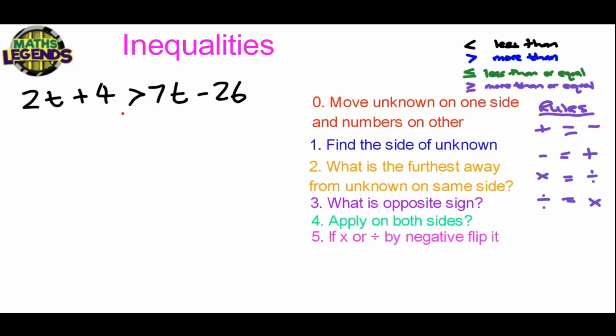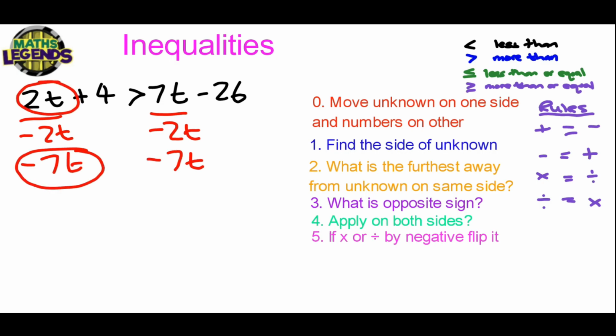So if this was an equal sign, we solve it in the same way, except we need to be careful of rule number 5, where we times or divide by a negative, we need to flip the sign. So here, to get rid of the unknown from one of the sides, we can either deduct 2t, so we can do minus 2t on both sides, or we can deduct 7t. Now, if we deduct 7t, then here we would end up with a negative. Now, we want to try to avoid negative numbers. So hence, we will deduct minus 2t on both sides.